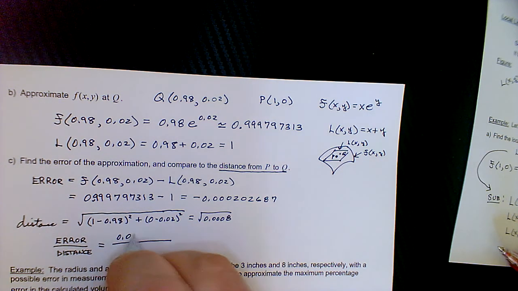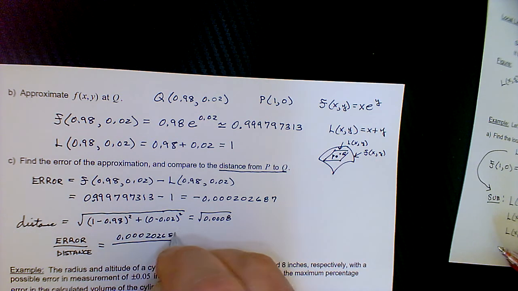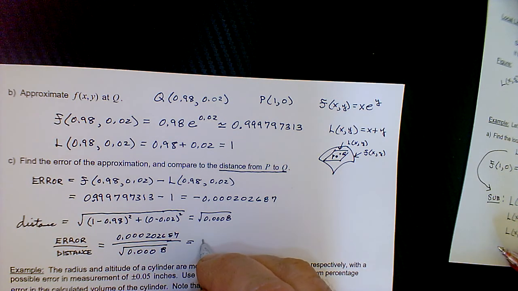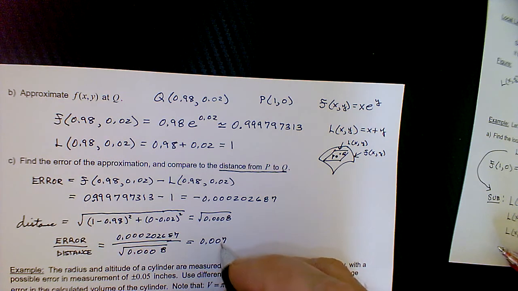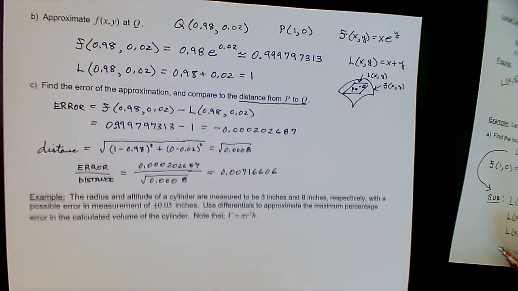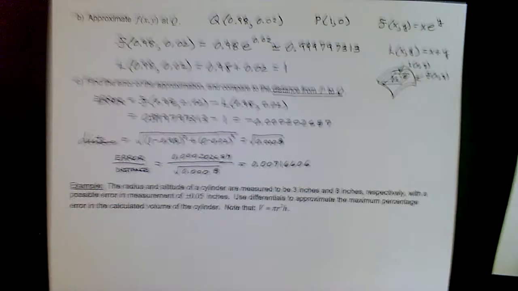we get that 0.000202687 over the square root of 0.0008, and we get a pretty small number here, 0.00716606 is what I got. Okay, so it gives us a good interpretation of how we can approximate the function using the local linearization.